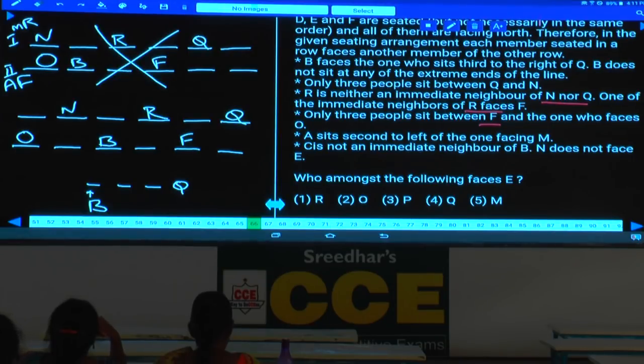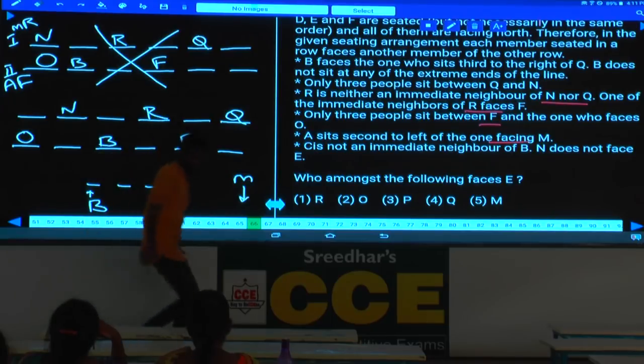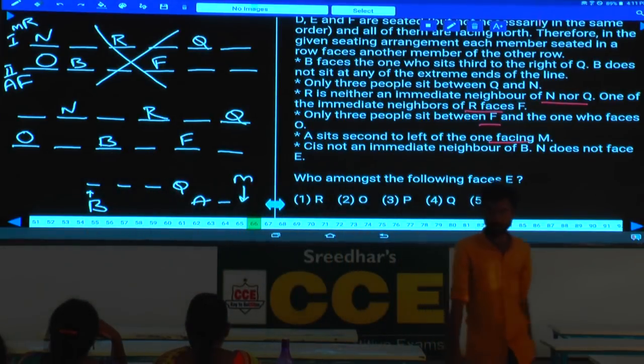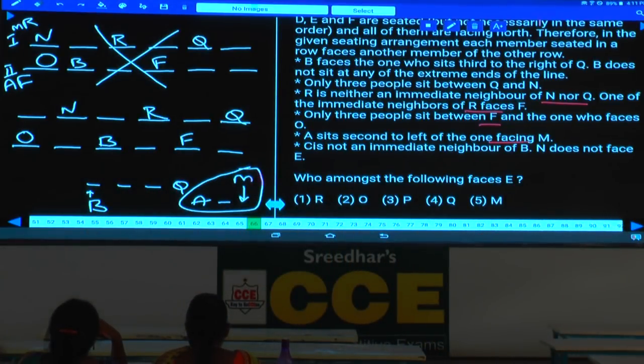A sits second to the left of the one who is facing M. M is here. Now this person is facing like this, and A sits second to the left of M. This is how to take this information. Then M cannot be at this place, isn't it? If M is here, then A is opposite, second to the left, which is not possible. M cannot be here, and M cannot be here as well, because if M is here, O and A must be in the same place, which is not possible. Hence O and A is not possible.